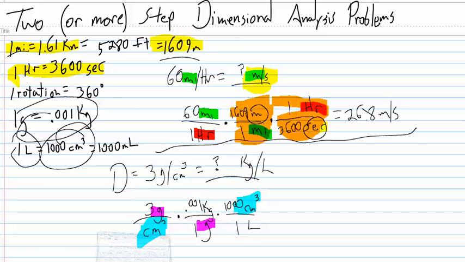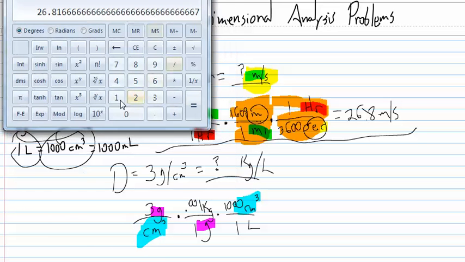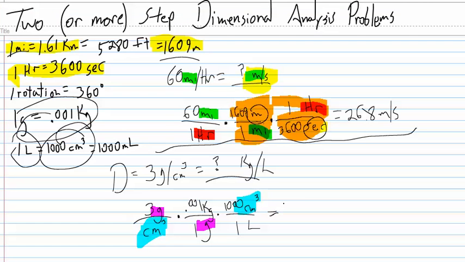So I'm just going to plug those numbers into the calculator here and see what I get. Okay, so I'm going to have across the top 3 times 0.001 times 1,000 equals, and what do I have on the bottom? Just ones. So basically I've got 3. My answer is 3. 3 what? Everything canceled out except kilograms and liters, so it's 3 kilograms per liter. There you go.